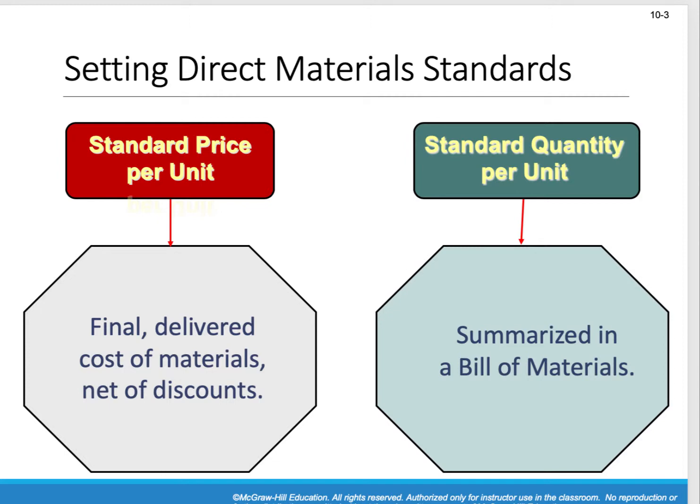Well, it's the final delivered cost of the materials, okay? We exclude any discounts, right? So where McDonald's and we order, I don't know, 3 dozen heads of lettuce, right? Well, we know how much we should be paying for each head of lettuce, okay? The standard quantity per unit, that comes from the bill of materials, right? We know, based on McDonald's, they probably have a little recipe card that says you should use, you know, 4 ounces of lettuce or a 1/4 of a cup of lettuce, whatever, okay?